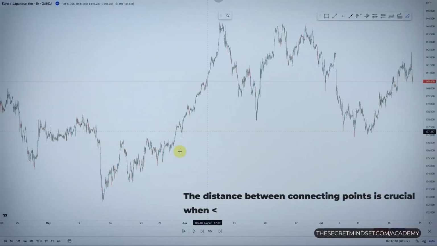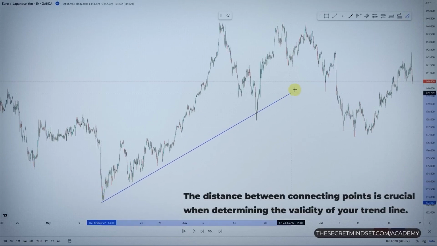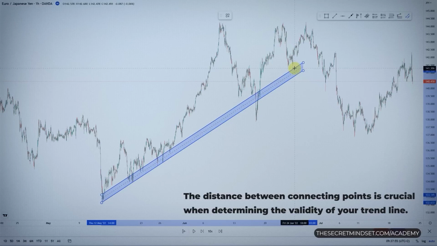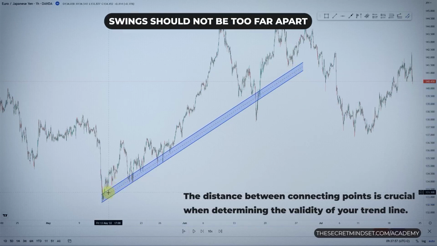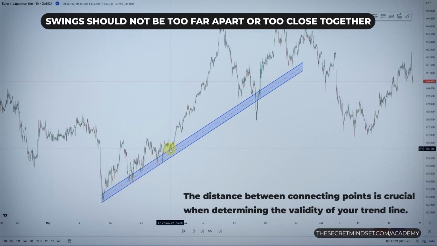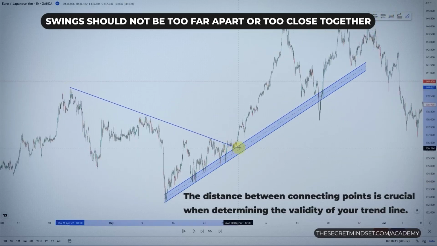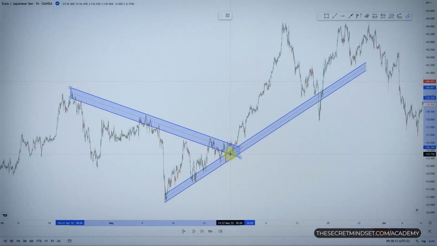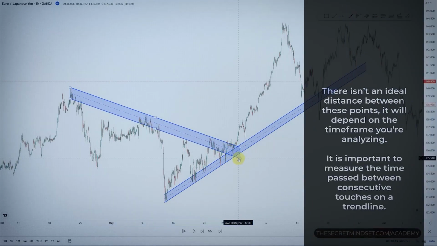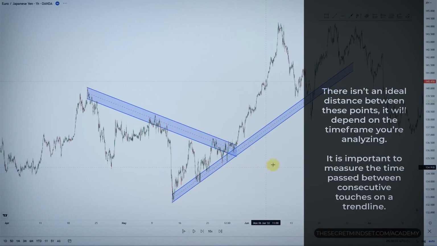The distance between connecting points is crucial when determining the validity of your trend line. When forming an uptrend line, the swing lows should not be too far apart or too close together, as this can question the validity of a future reaction. Similarly, when forming a down trend line, the swing highs should also be relatively evenly spaced. There isn't an ideal distance between these points. It will depend on the time frame you're analyzing.